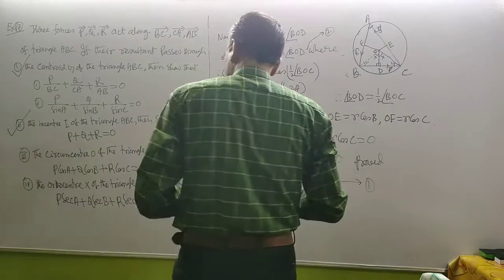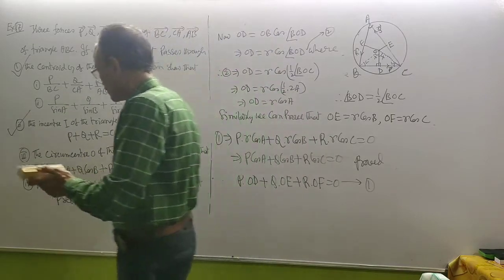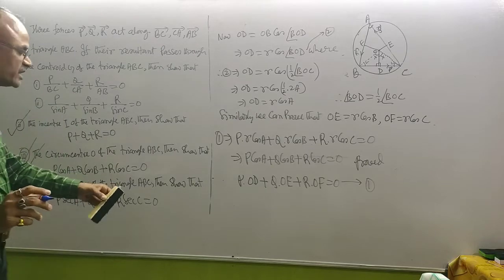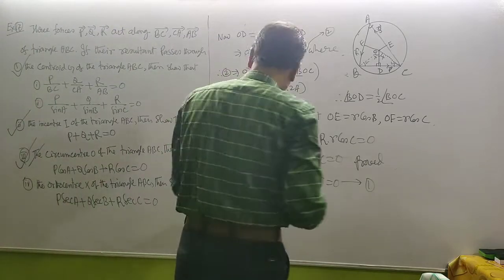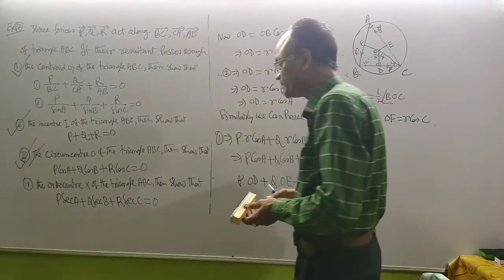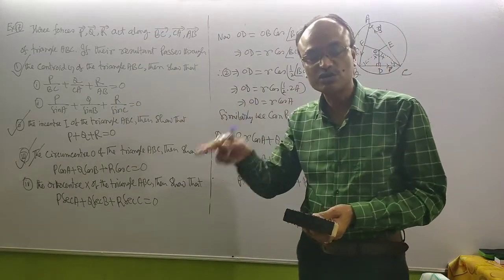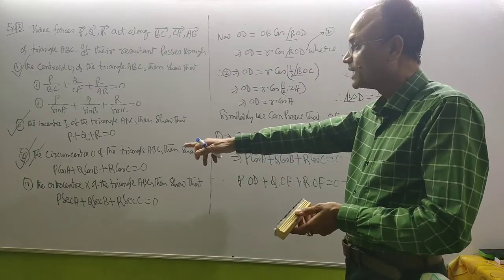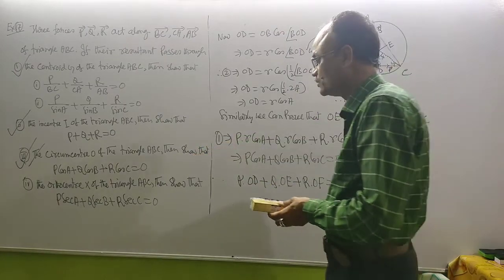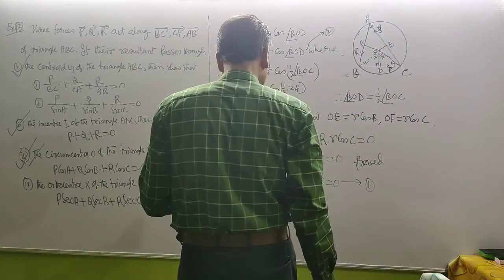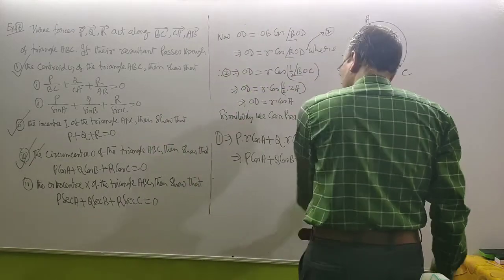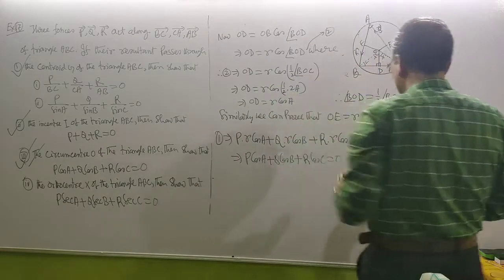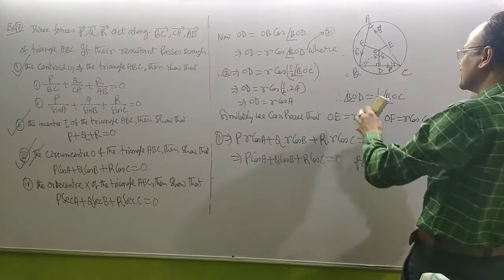Now come to the last one. The orthocenter of the triangle ABC. If the resultant passes through the orthocenter of the triangle, then we have to prove that P sec A plus Q sec B plus R sec C equal to 0. Now, perhaps you have understood this one. It is very easy.